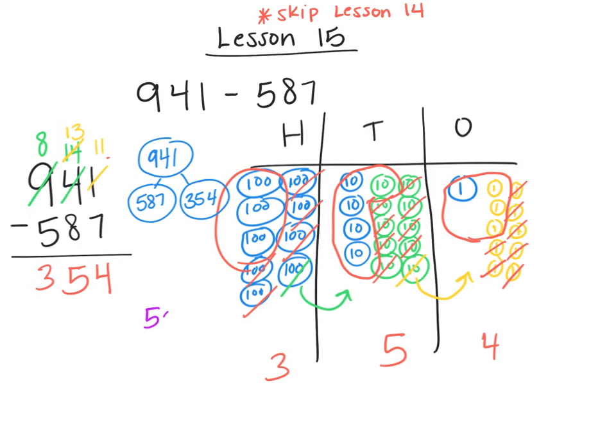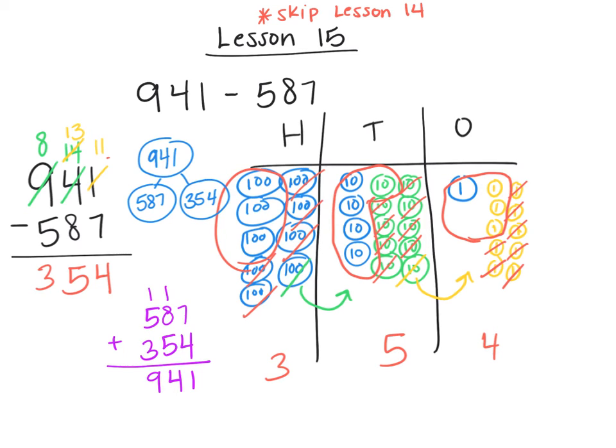587 plus 354. Okay, so remember, we always start in the ones place and work our way over. So 7 plus 4 more equals 11. So I'm going to bring down my 1 and carry my tens place 1 over. Okay, then I have 8 plus 1 more is 9, and 9 plus 5 equals 14. So I have 4 down here, and I carry my 1 over. Okay, and then I have 5 plus 1 is 6, and 6 plus 3 more is 9.